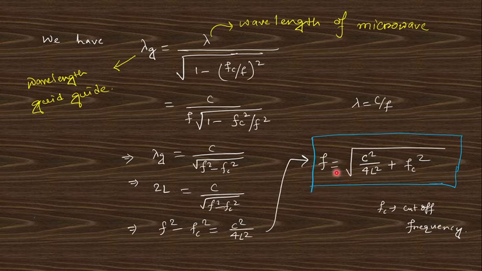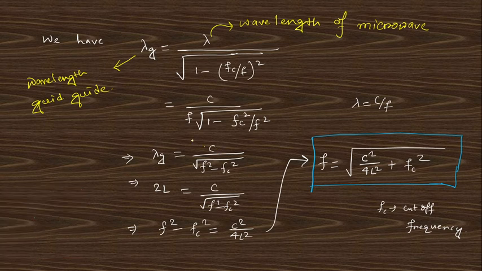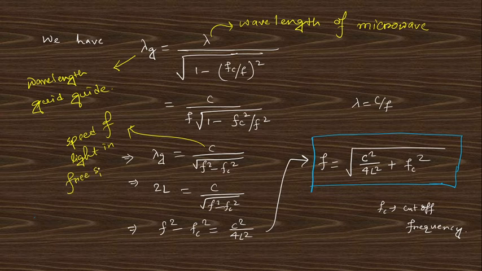So the frequency of the microwave, you can see this c is the speed of light. This c is nothing but the speed of light in free space. Speed of light in free space, right? So the speed of light in free space is c.